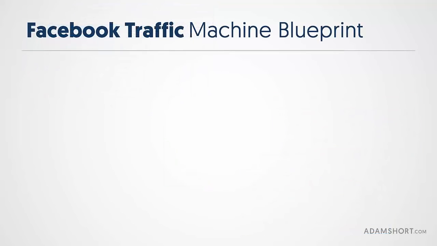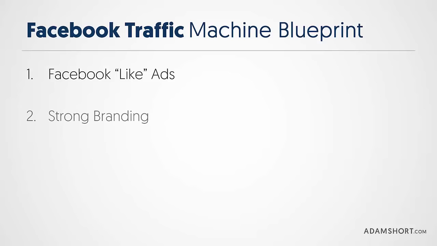So here is the full Facebook traffic machine blueprint. There are essentially 4 simple steps that you need to implement in order to set a Facebook traffic machine up for your business. Step 1 is to set up what are called Facebook like ads. These are very simple, very inexpensive ads that you can set up quickly on Facebook to start building fans to your fan page.